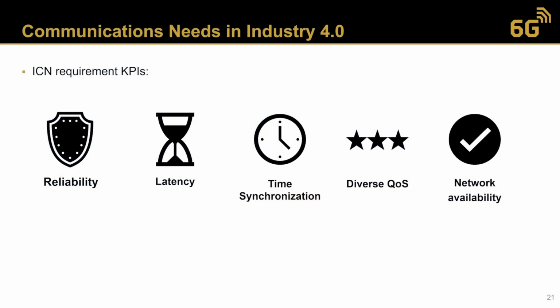Right? So what are the requirements or KPIs of industrial communication network? So basically to support this vision of Industry 4.0, industrial communication network should be highly reliable, should have very low latency and low jitter, should be well synchronized in time so that there is a common sense of the time, should support diverse quality of service requirements to meet the diverse needs of different operational needs in the factory, and also should support network availability. That means the network should be highly available so that there is no downtime or there is very limited downtime.